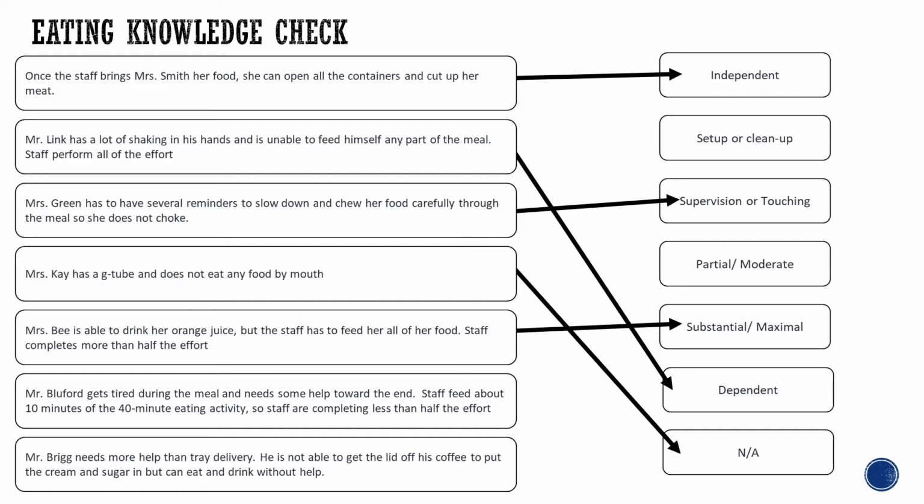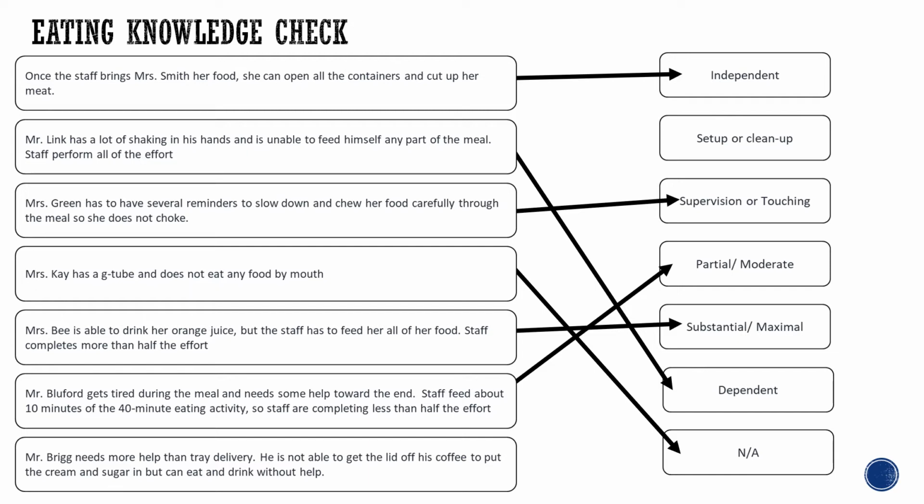Mr. Bluford gets tired during the meal and needs some help towards the end. Staff feed about 10 minutes of the 40-minute eating activity, so staff are completing less than half of the effort. How would we code this? This is coded as partial moderate because staff is completing less than half of the effort for the meal.